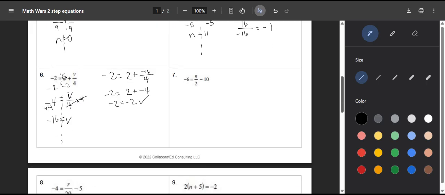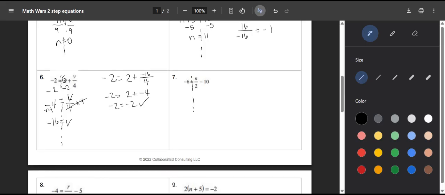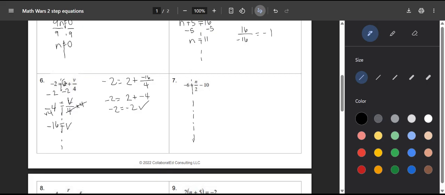All right, let's look at number 7. I've got negative 6 equals n over 2 minus 10. This is for you to solve, so I want you to try that without me. I do want to point out there's just an n on top of our fraction. There's just a 2 on the bottom of our fraction. So is this a grouping symbol? No. Go ahead and undo your addition and subtraction first. Pause the video here, come back and check your answer.